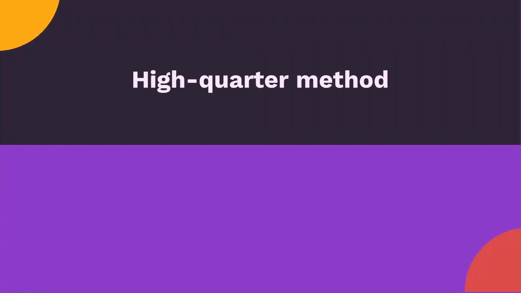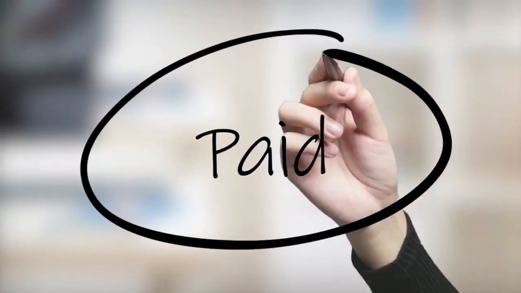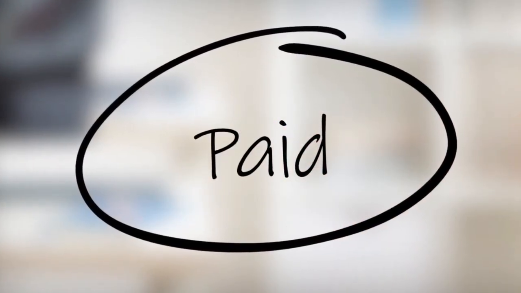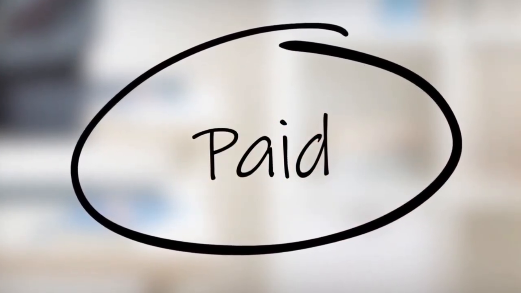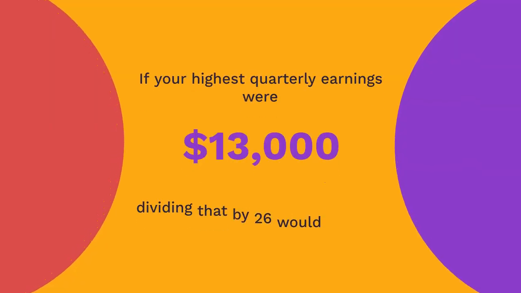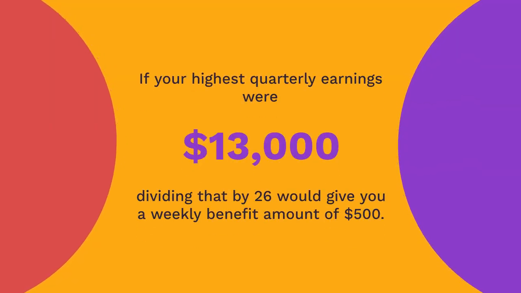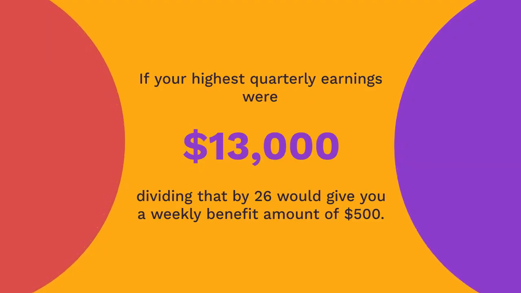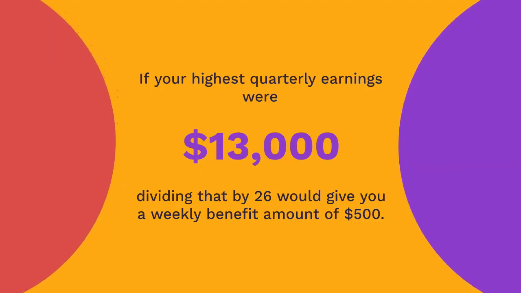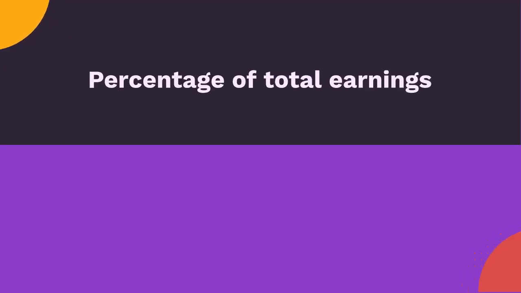With this method, the state identifies the 3-month quarter within your base period where you earned the most money. They then take a fraction of that amount, often 1/26, to set your weekly payment. So, if your highest quarterly earnings were $13,000, dividing that by 26 would give you a weekly benefit amount of $500. Another common method calculates your benefit as a percentage of your total earnings over the entire base period.